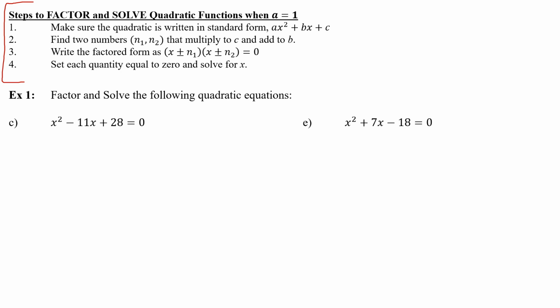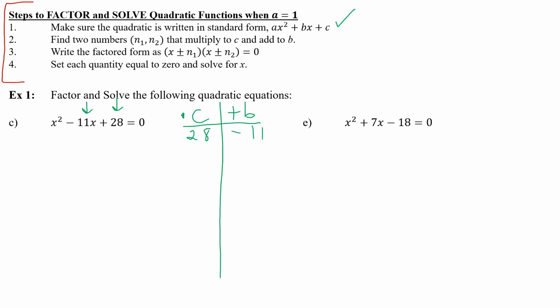Step 1, make sure the quadratic is written in standard form, ax squared plus bx plus c. Sure enough, x squared minus 11x plus 28 is equal to 0. It's in standard form. Now, step 2, find two numbers that when you multiply give you c, but when you add give you b. So we want them to multiply to give me c, which is 28, but when I add them, give me b, which is going to be negative 11.